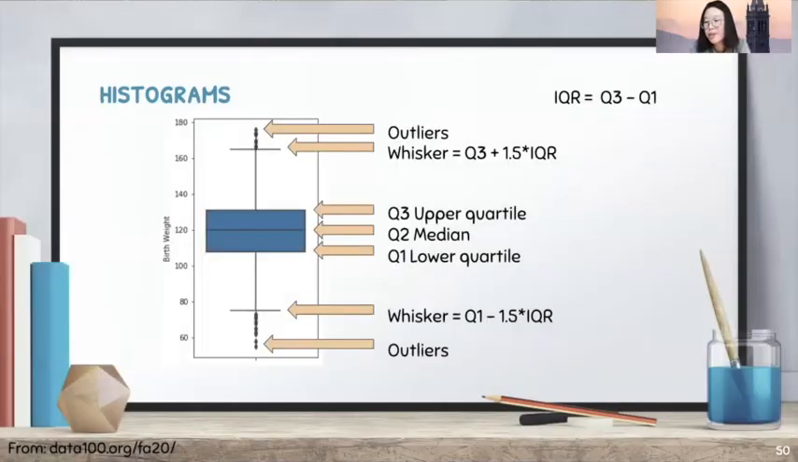Here's a translation of those quartiles onto a box plot. We have Q1, Q2, and Q3 pointing to the blue portion that spans the interquartile range. The tick marks at the end of the box plot are called whiskers, and each of these are computed by doing Q3 plus 1.5 times IQR for the top, and Q1 minus 1.5 times IQR for the bottom. Outliers are any values that exceed the whisker values.